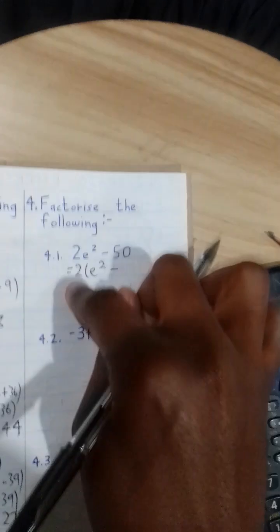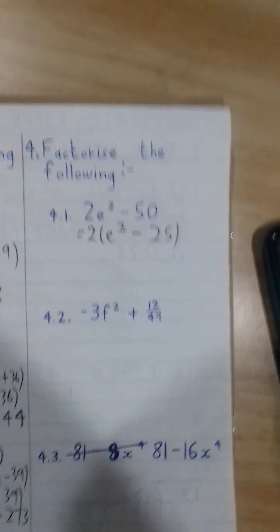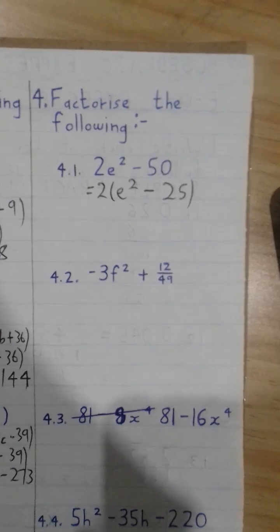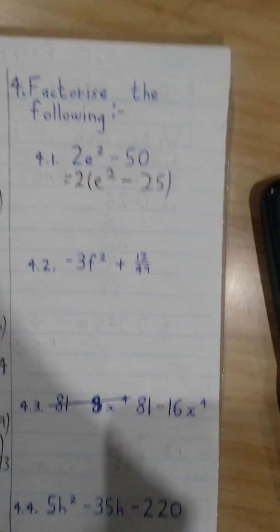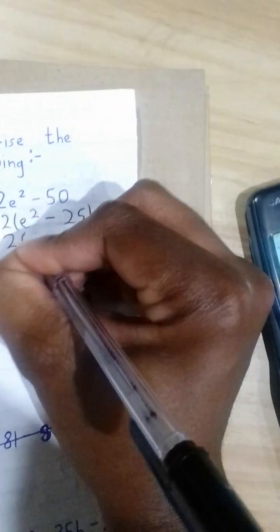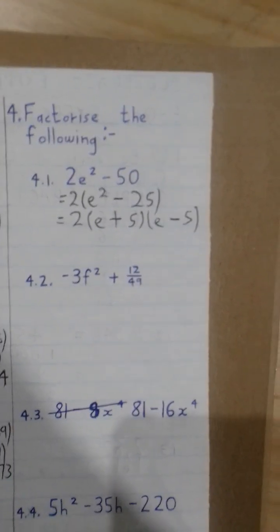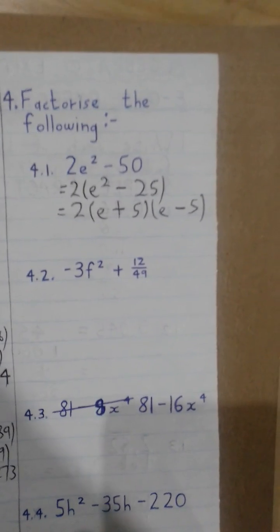2e squared divided by 2, the 2's are gone. You have e squared minus 50 divided by 2, 25. I know you think you are done, but in the bracket you have a difference of 2 squares. It's going to be 2. Square root of e squared is e. Square root of 25 is 5. Here it's positive, here it's negative. Now you are done. It is completely factorized.